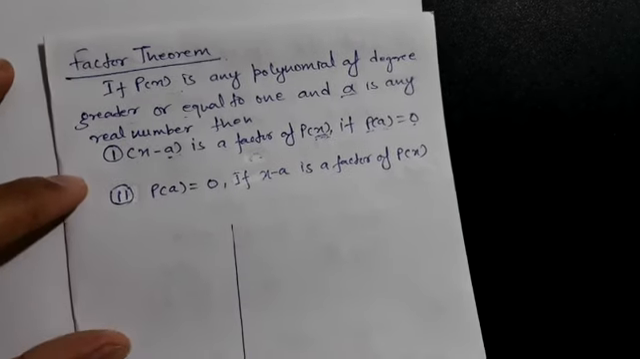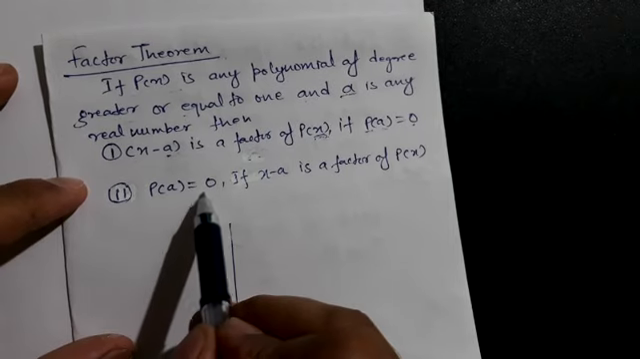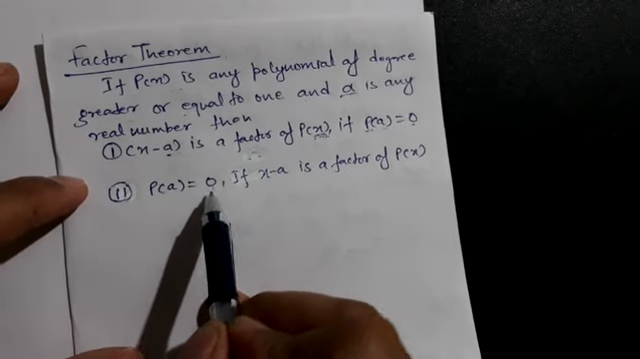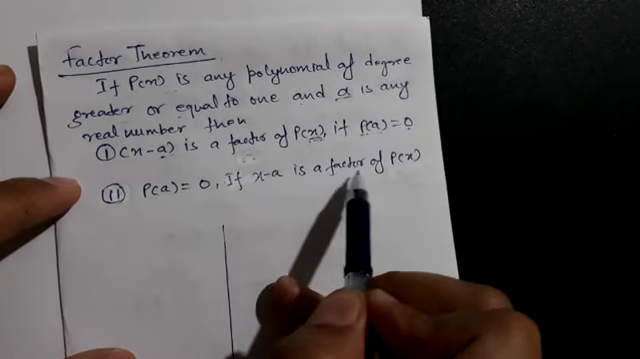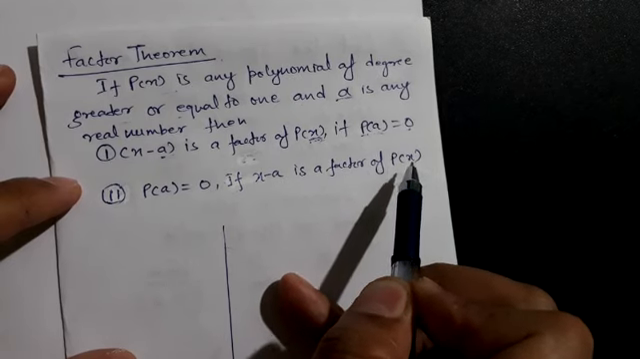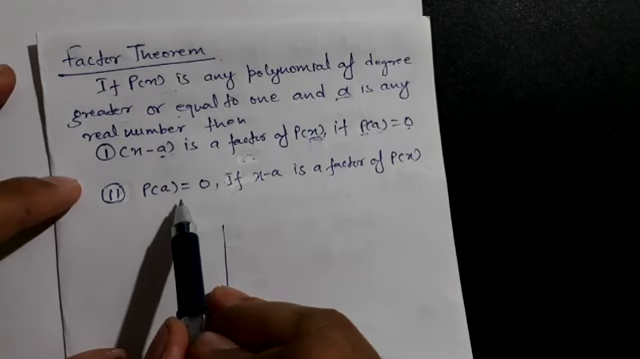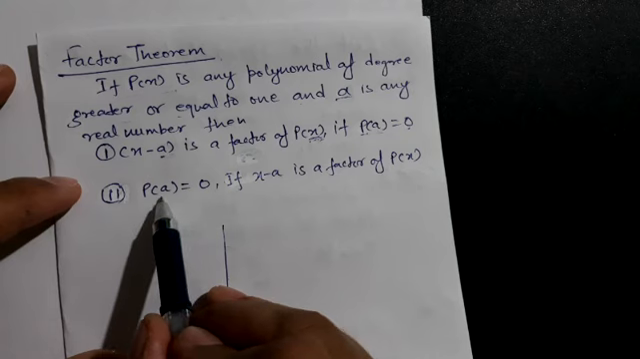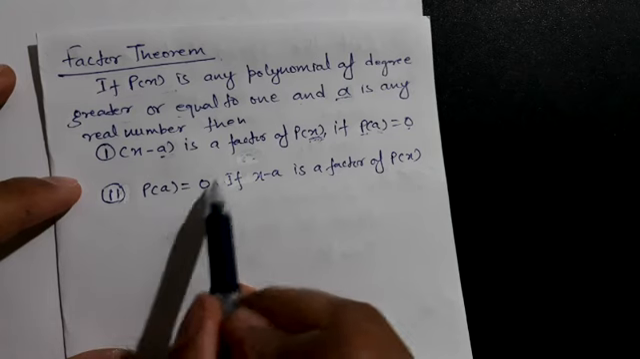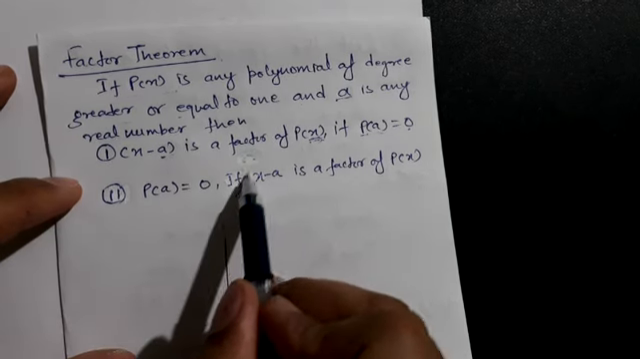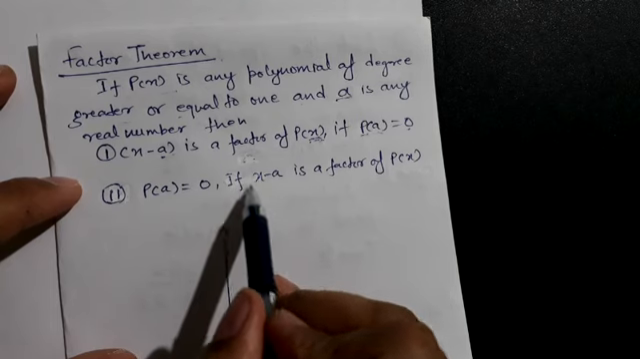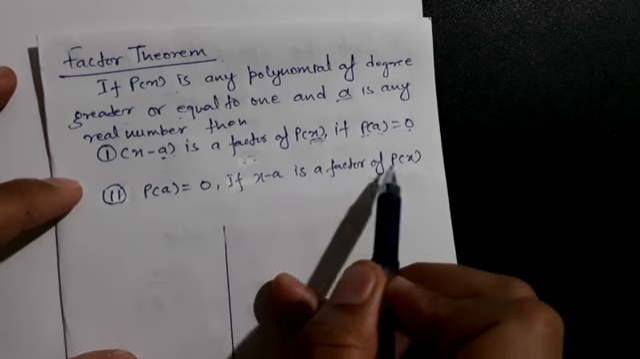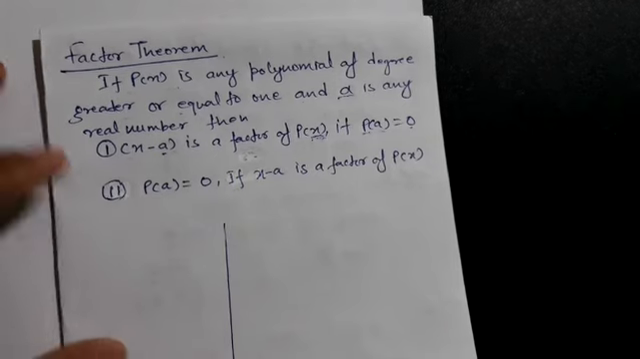And the second statement: p of a will be 0 if x minus a is a factor of p of x. Getting this or not? P of a means in the given polynomial in place of x we substitute a, and that will become 0 if x minus a, that linear polynomial, is a factor of the given polynomial. Okay, it is not easy to understand.